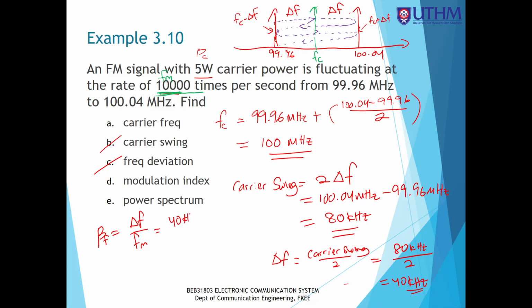So this is 40 kilohertz divided by 10,000 times, which refers to 10 kilohertz. Fm, the modulating signal frequency, is equal to the fluctuation rate, which is 10,000 per second, or 10 kilohertz. It is referring to the frequency of the modulating signal. So the modulating signal frequency is equal to the rate of fluctuation of the carrier.